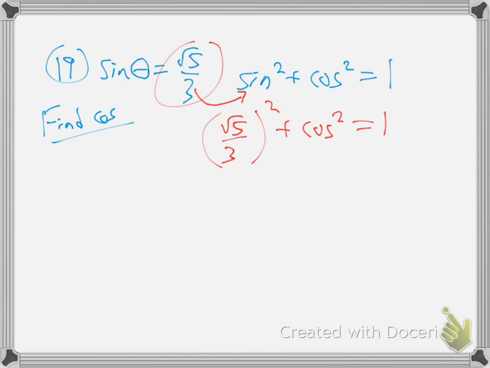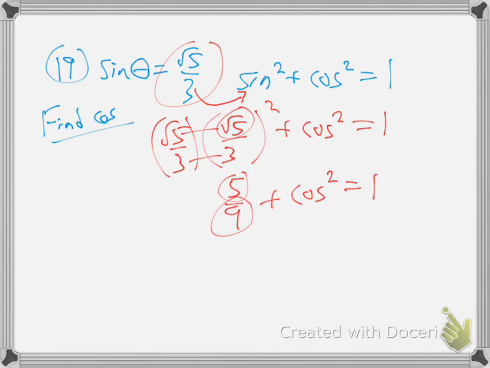Okay. Now, when you square that root 5 over 3, what do you get? 5/9. Everybody okay with that? Because you square the root 5, it just becomes a regular 5, right? If you want, write two of them. That's what square means, huh? Two of them. Root 5 times root 5 is 5, 3 times 3 is 9, huh? Good there. Plus cosine squared is 1.